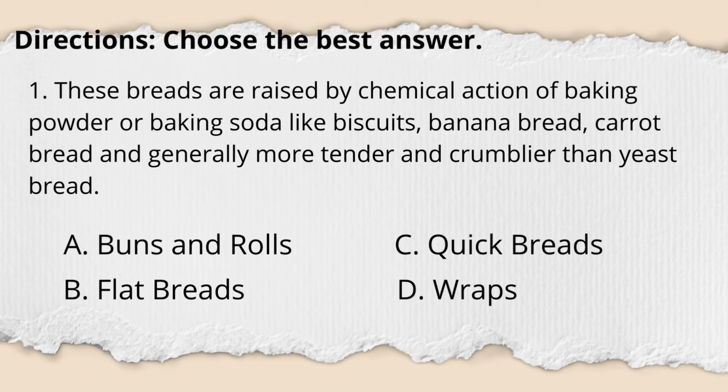Directions. Choose the best answer. Let's have question number 1. These breads are raised by chemical action of baking powder or baking soda like biscuits, banana bread, carrot bread, and generally more tender and crumblier than yeast bread. These are the choices. A. Buns and rolls. B. Flatbreads. C. Quick breads. Or D. Wraps. What is your answer? If your answer is letter C, then you are correct.